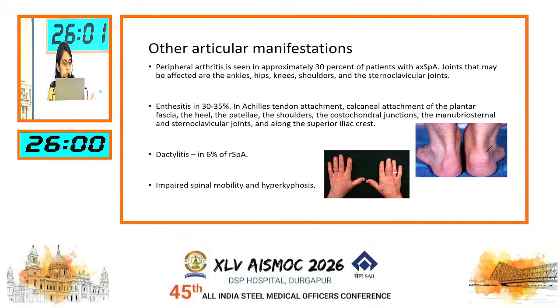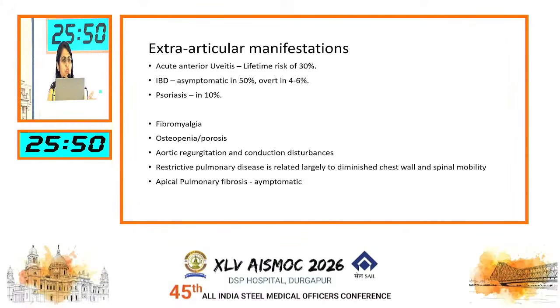Then dactylitis may be present in 6% as shown in the picture, entire swelling of a digit, a particular digit in the hands or feet. And extra-articular manifestation, acute anterior uveitis. So a patient of AS can have a 30% lifetime risk of developing anterior uveitis, and it's mostly unilateral. So bilateral pain and redness is unlikely to be caused by uveitis.